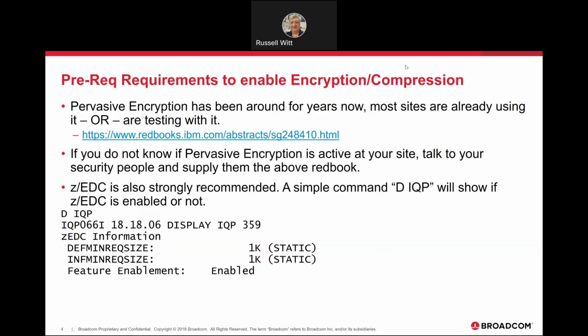Prereqs for the CA1 15.0 encryption and compression services. Pervasive encryption has been around for many years now. Most sites already have it and are using it, or they might be testing with it. If you do not know if pervasive encryption is active at your site, talk to your security administrative people. Attached here is a link to the Redbooks that talk about pervasive encryption. If you don't know if pervasive encryption is active, you might want to send a copy of this Redbook to your security admin people and ask them.